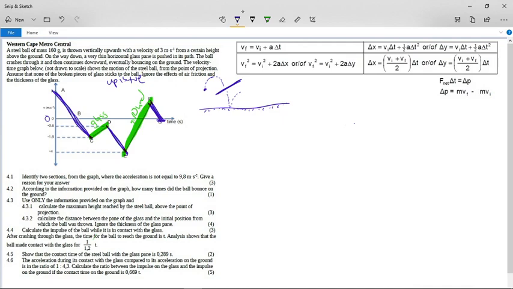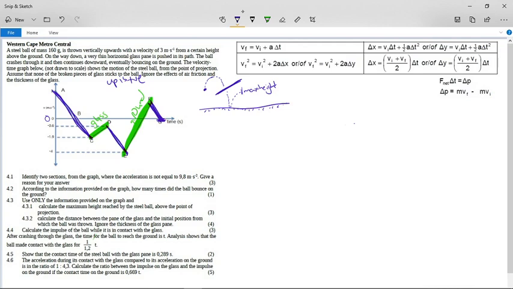So when the velocity is 0, it is at maximum height, and so this ball here was caught at maximum height by somebody who probably hurt their fingers if it was a steel ball.